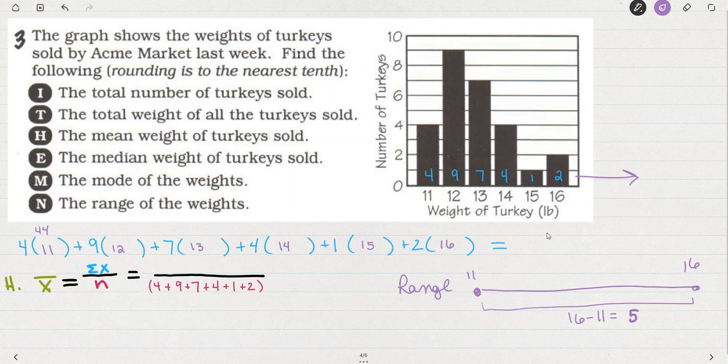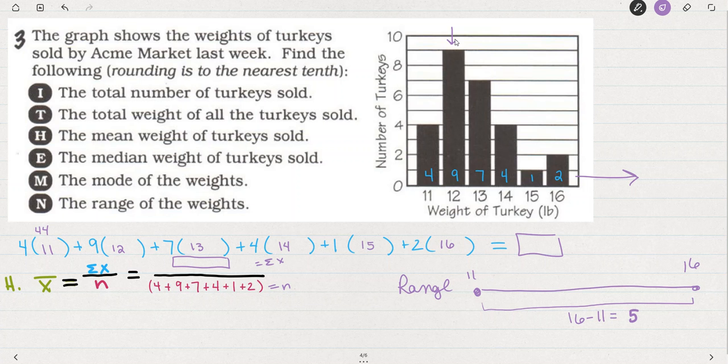I'm going to need that total weight to find the mean, because I'll take the total weight and divide by the total number of turkeys, and that'll give us the mean. I could find the mode easily by seeing that there's more 12-pound turkeys than any other. And then for the range, I'm looking for how far of a distance it is between 11 and 16. From 11 to 16, if I subtract 11 from 16, I get 5. So I can see that the range is 5.